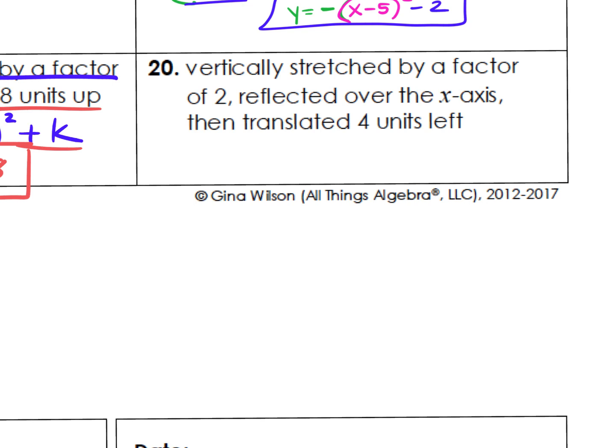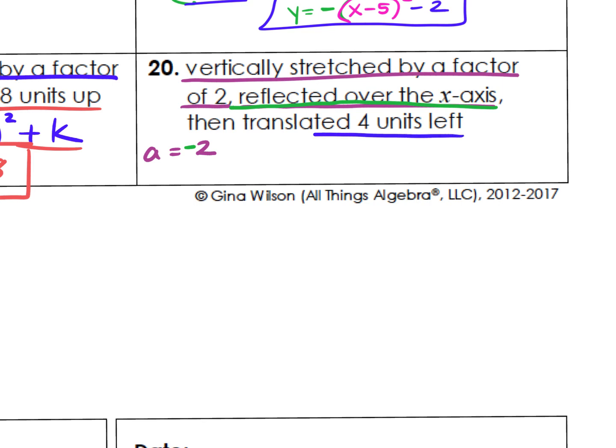All right. Here it is. Last thing. Vertically stretched by a factor of 2 means A is 2. Reflected over the x-axis means what? A is negative. So put a negative in front of that 2 that you just found. When it reflects, your A value becomes negative.